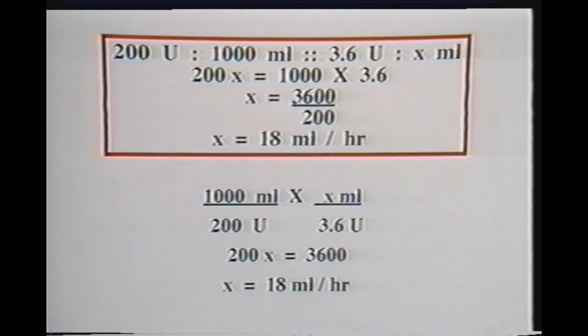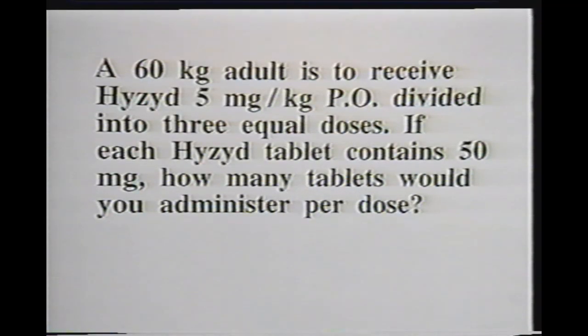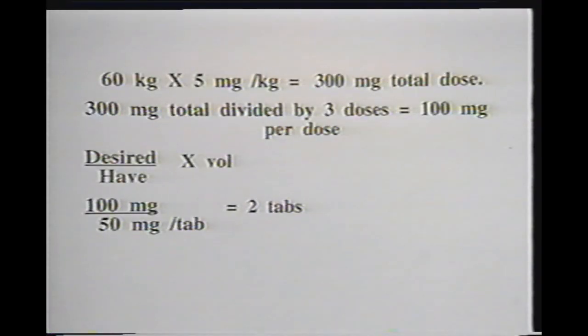And we're going to do just one more mathematics problem. A 60 kilogram adult is to receive Hyzid 5 milligrams per kilogram PO divided into 3 doses. If each tablet contains 50 milligrams, how many tablets would you administer per dose? There are obviously several steps that we have to take in solving this problem. This one is a bit easier than some in that we're already given how many kilograms the adult weighs. Sometimes you may have a problem that says the person weighs so many pounds. In that case, the first thing you have to do is convert pounds to kilograms.